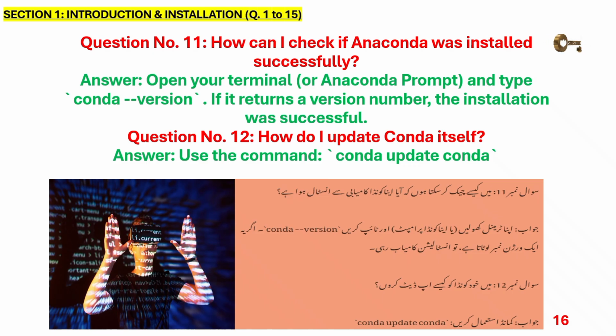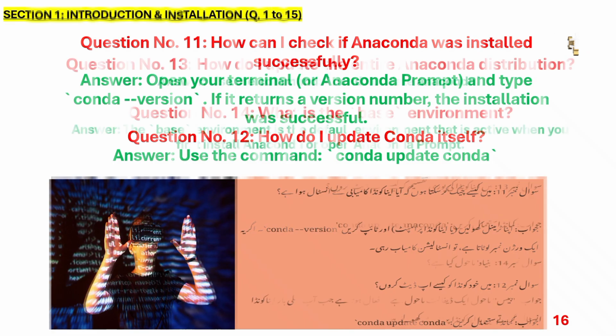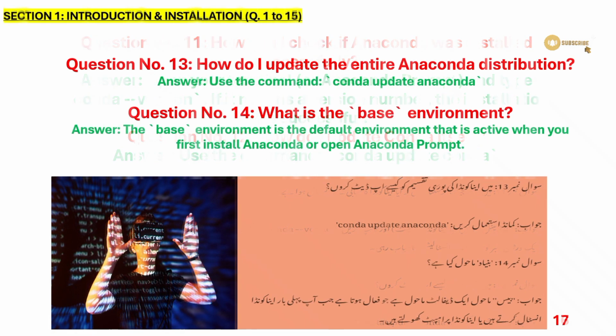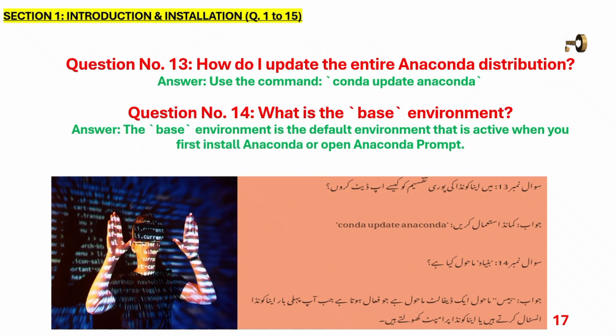Question number 11. How can I check if Anaconda was installed successfully? Answer. Open your terminal or Anaconda prompt and type conda --version. If it returns a version number, the installation was successful. Question number 12. How do I update Conda itself? Answer. Use the command conda update conda.